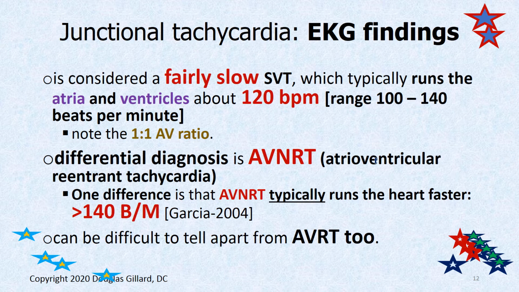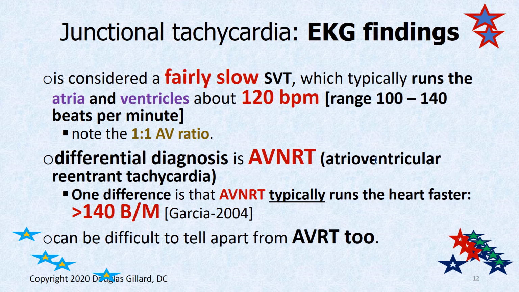How about the EKG findings? This one is very similar to the most common. This is why I put this in here, because it's so similar to AV-NRT. They can be very difficult, if not impossible, to tell apart. Even for ER docs, they can be difficult to tell. The rule of thumb is that the junctional tachycardias usually run the ventricles at about 120 beats per minute. AV-NRT usually runs it faster, 150 beats, 160 beats per minute. And sometimes that's the only way you can tell these apart.